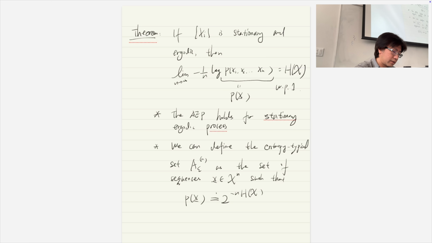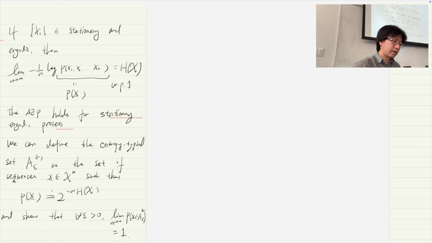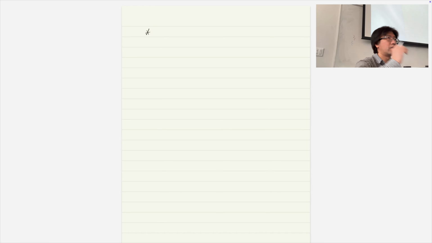Okay, and obviously we can show that for all epsilon bigger than 0, the limit of the probability that x is in the typical set equals 1. Okay, so everything that happened before can be seen here. Lastly is the coding theorem. Again, we can use the typical coding and decoding, and then we can get exactly the same result. We just encode something in the typical set, and we're fine.